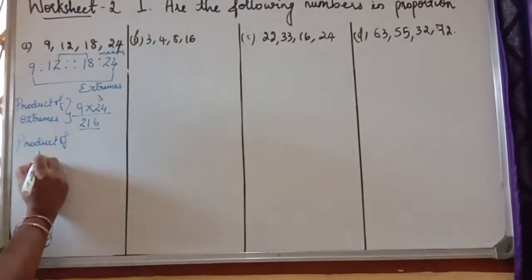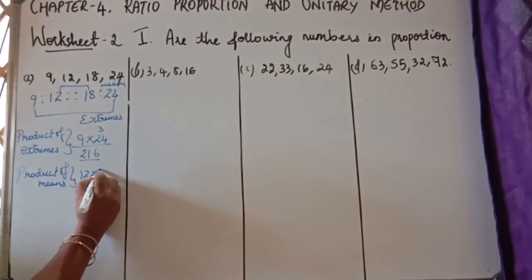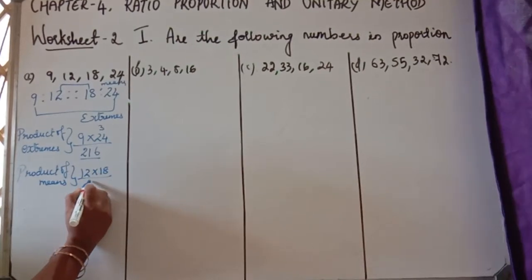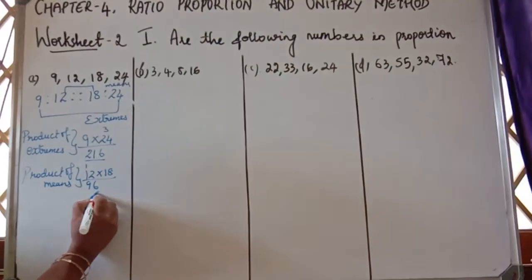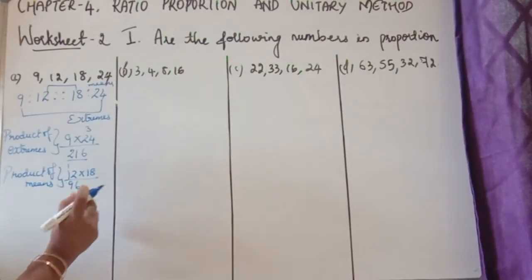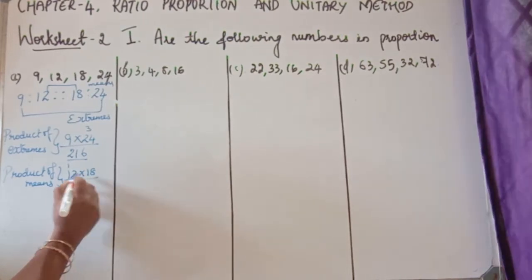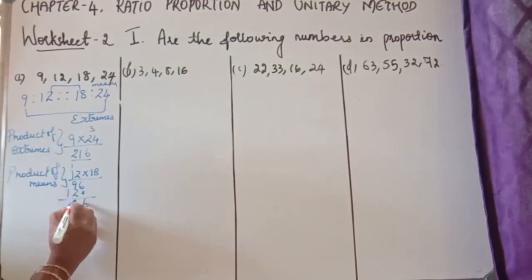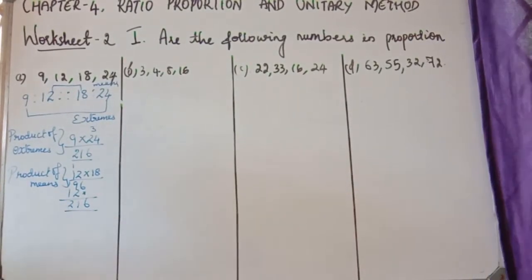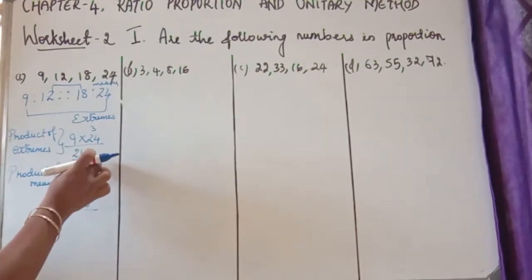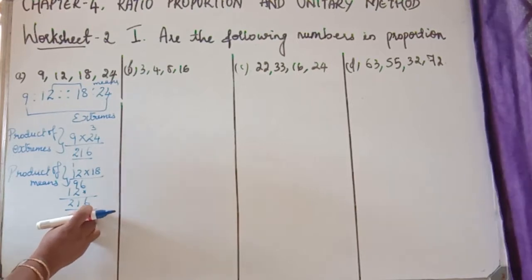the product of means. That is 12 into 18. 8 2s are 16. Remainder 1. 8 1s are 8. 8 plus 1, 9. Now we leave the unit place because we are going to multiply by tens. 1 2 is 2. 1 1 is 1. Add it. 9 plus 2, 11. Carry over 1, 216. Now the product of extremes is 216. Product of means also 216.